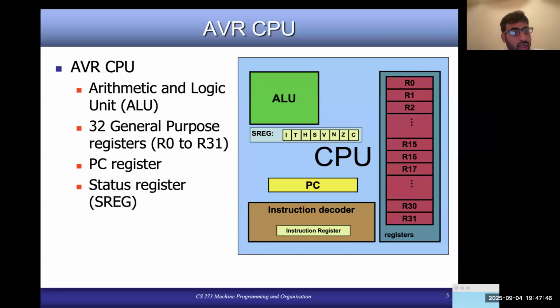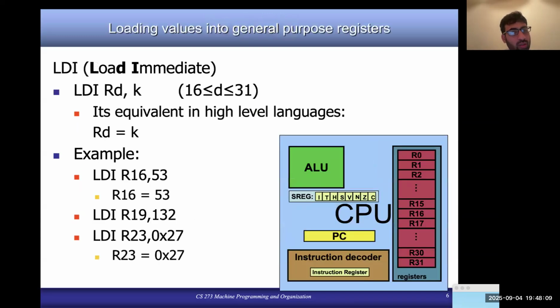Besides having an ALU, general purpose registers, and a PC, an AVR also has status registers, which we'll talk about, and an instruction decoder. And there are also some other registers known as special function registers. We will also cover them, not today, but in some other lecture.